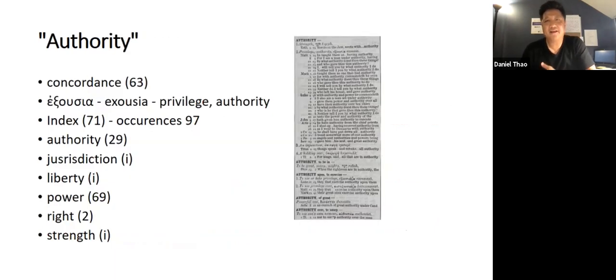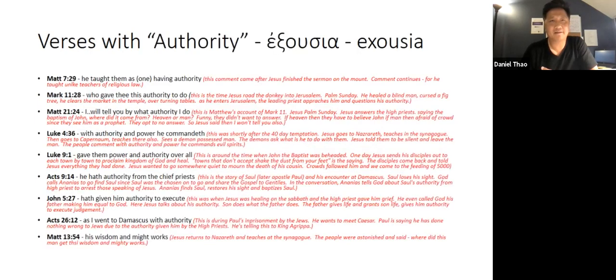All right, authority. That's the occurrence in the concordance: 63 times. Exousia, right? Privilege, authority. The index was 71 times. And then some of the ways authority came out, right? 29 times: jurisdiction, liberty, power, right, and then strength. And then the next one is where I get into the verses.